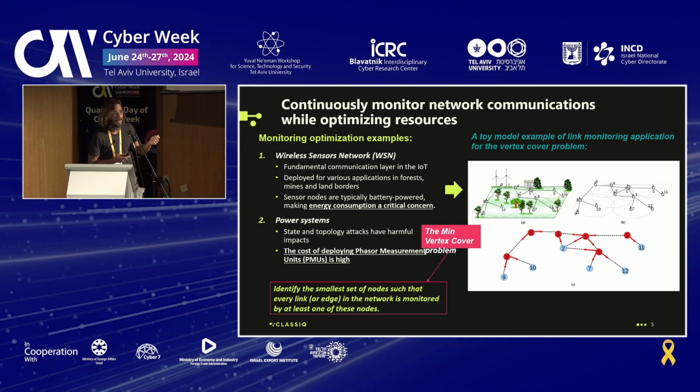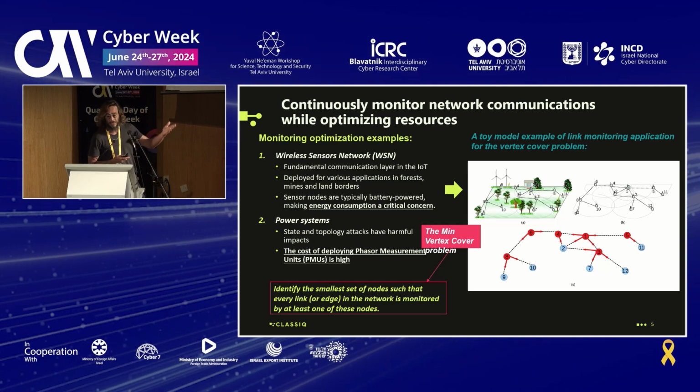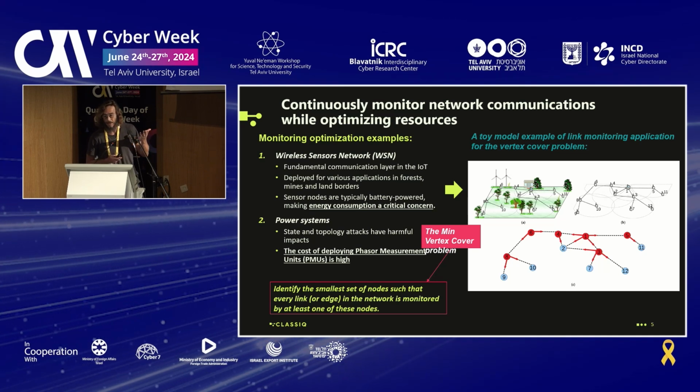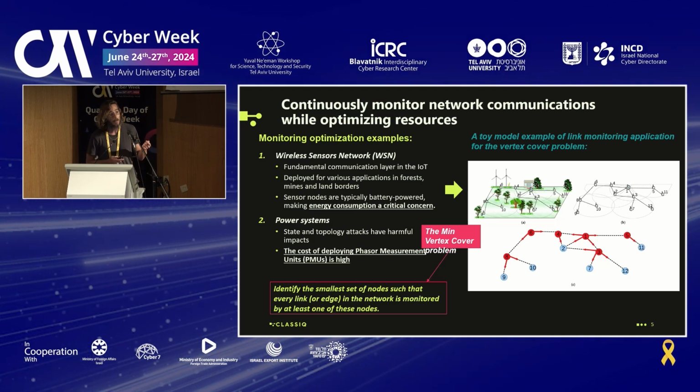So various examples. Let's take an IoT example. Certain IoT, for example, WSN networks, are deployed in forests and mines and land borders and are typically battery powered. So energy consumption is actually a critical concern.